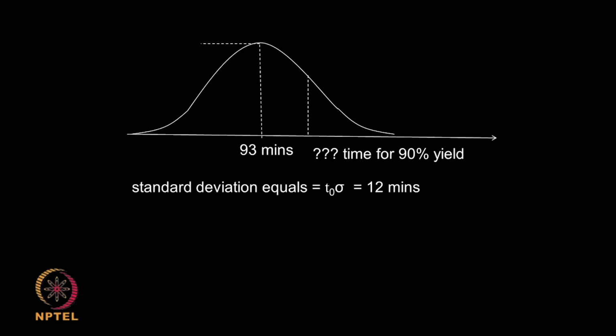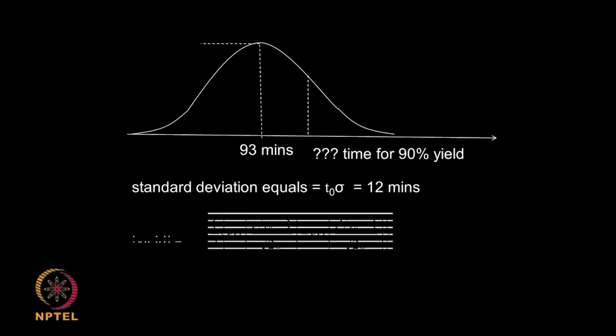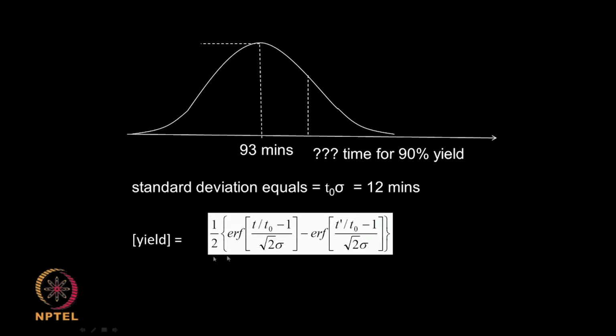So, we have an equation, for example, standard deviation as you know is T naught sigma, and that is equal to 12 minutes, and the retention time is 93 minutes. What will be the time if I want to have a 90% yield? We can do that calculation, not difficult to do. Yield, you remember this equation I showed you a few minutes back: half into error function of T by T naught minus 1 divided by square root of 2 sigma.